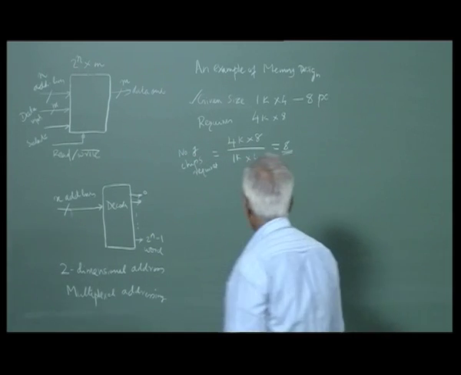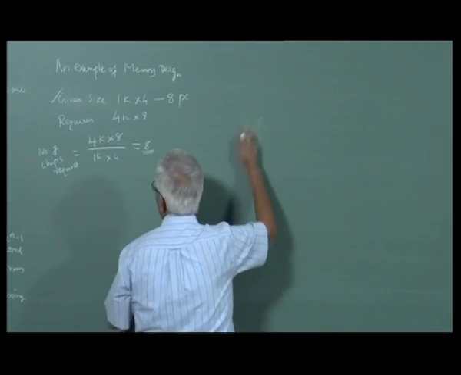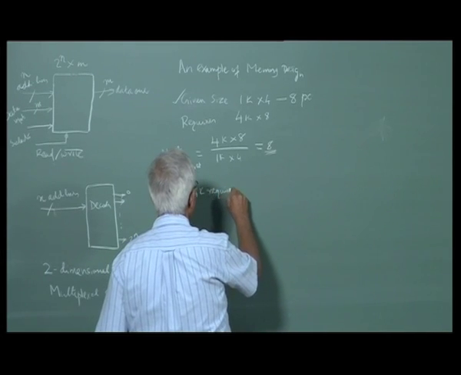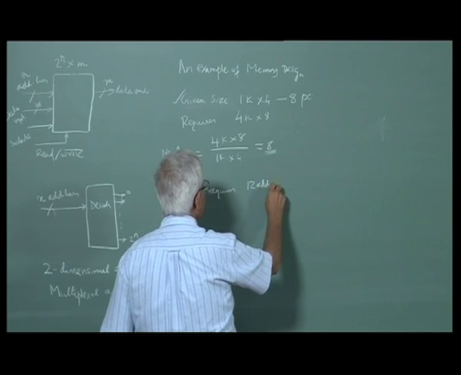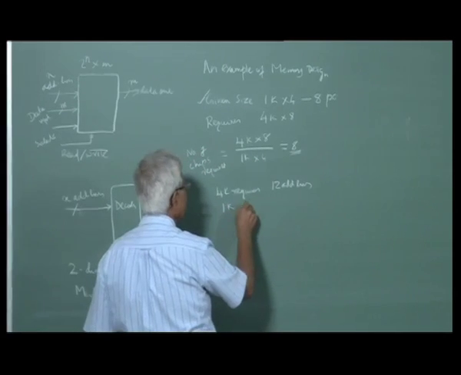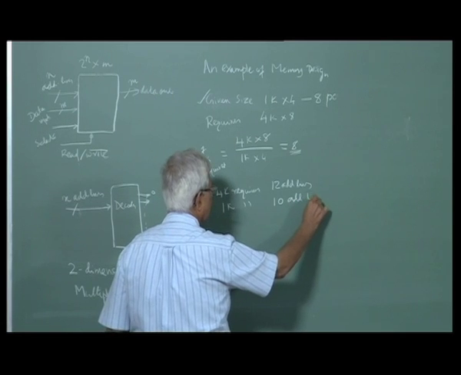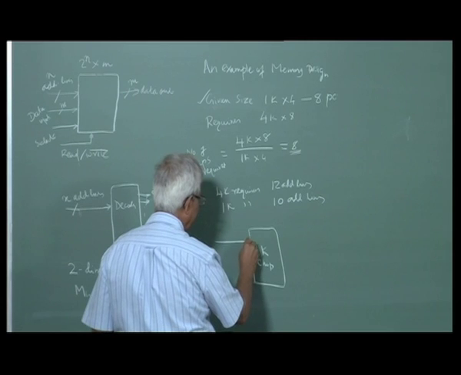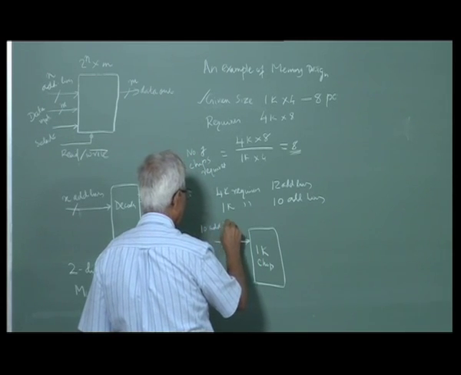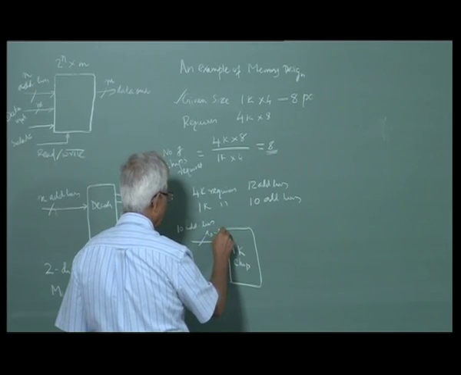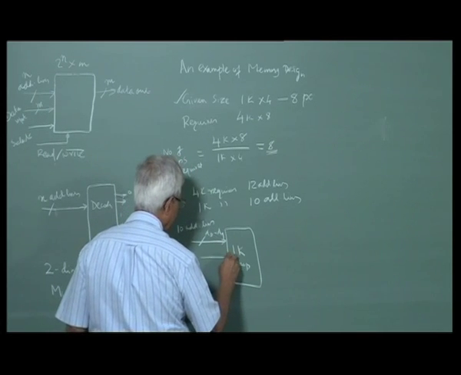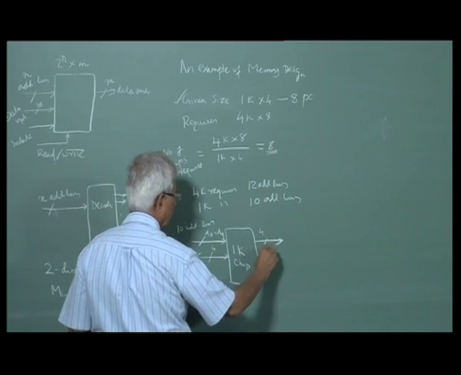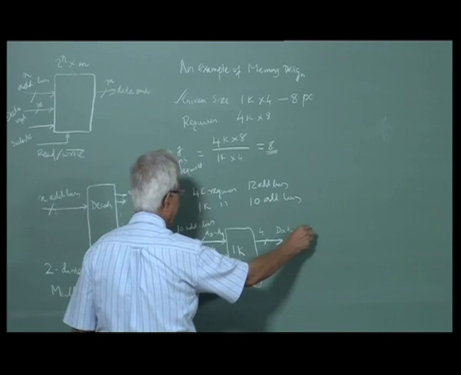Now, how do you organize it? 4K requires 12 address lines. 1K requires only 10 address lines. That means each 1K chip has 10 address lines, call them A0 to A9. And then this has 4 bits data in and 4 bits data out. But I want 8-bit data in and 8-bit data out.